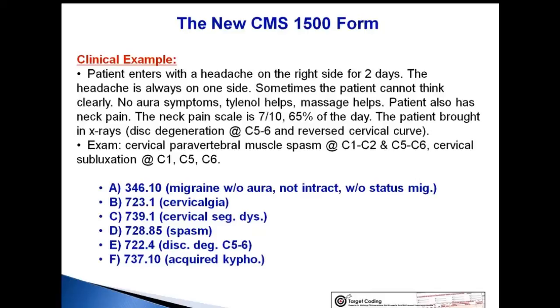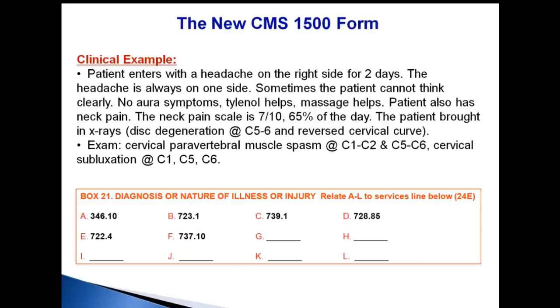So 346.10; cervicalgia, 723.1; cervical subluxation, 739.1; 728.85 is your spasm or your muscle hypertonicity. Disc degeneration is 722.4, and the curve reduction or reversal is 737.10. So how would that get placed on the form? There it is. You're going to label this A through F. If it was the old form, you'd only be able to list 4. Because you have room for up to 12, I say list all 6.